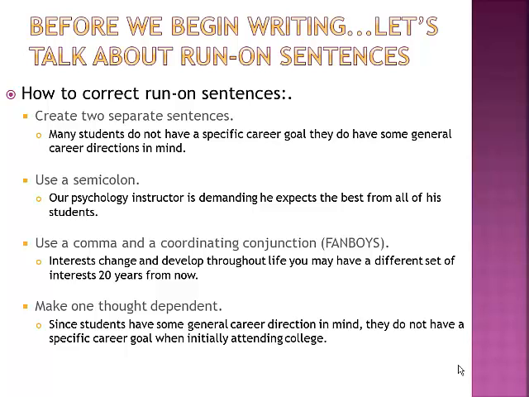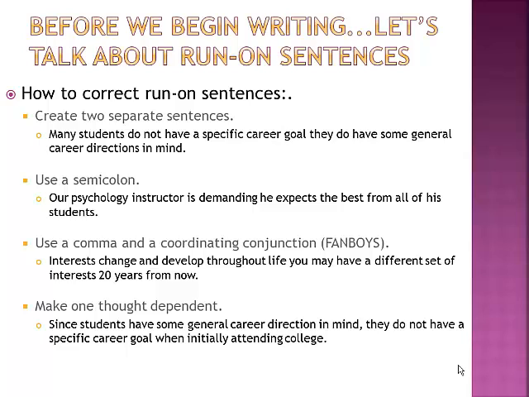Another way to correct run-on sentences is using a comma and a coordinating conjunction. Now remember, a coordinating conjunction is the FANBOYS acronym: for, and, nor, but, or, yet, and so. This was a topic of discussion about 2 weeks ago. So here's an example of a run-on sentence and how to select a FANBOYS word with a comma to correct it. Interests change and develop throughout life. You may have a different set of interests 20 years from now.